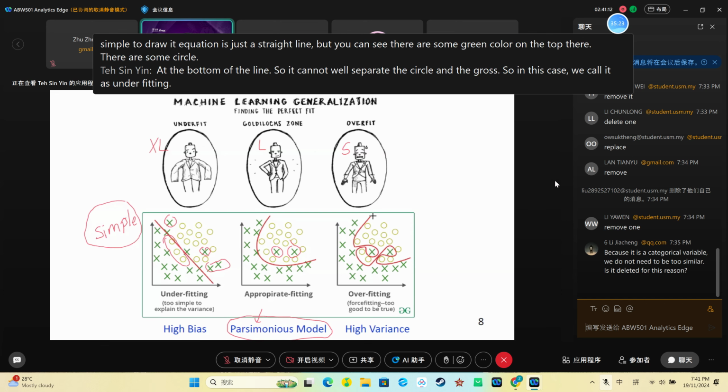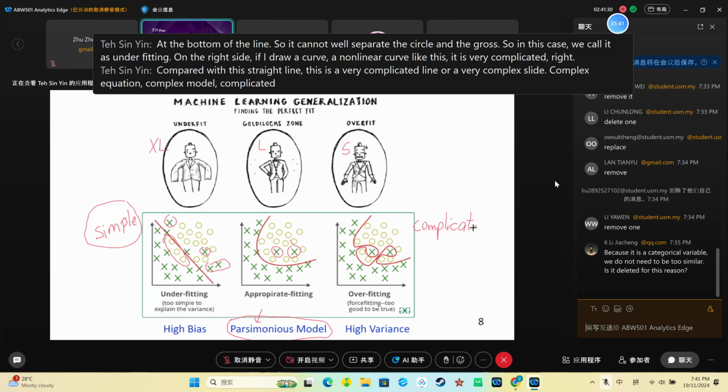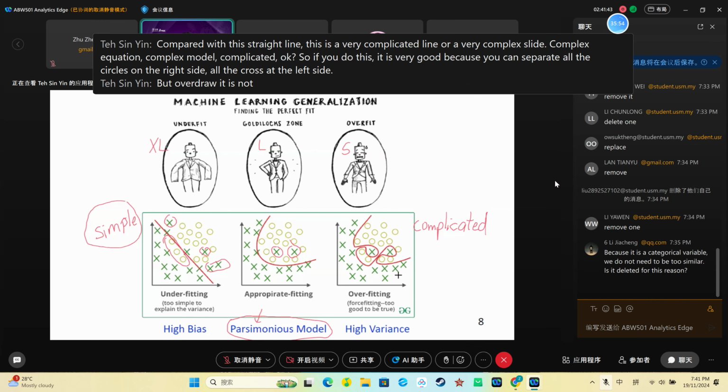On the right side, if I draw a non-linear curve like this, it is very complicated, right? Compared with this straight line, this is a very complex line, complex equation, complex model. If you do this, it looks very good because you can separate all the circles on the right side and all the crosses on the left side. But overall, it is not a good model. We call it an overfitting model. Why? I'm going to explain this.